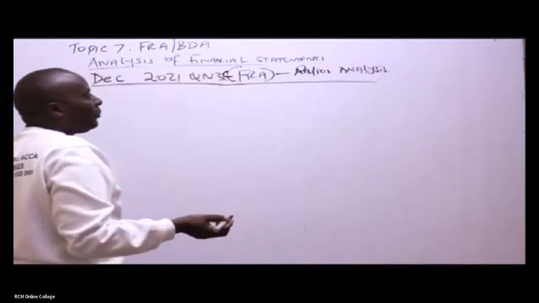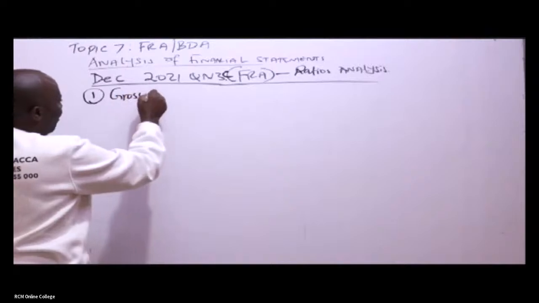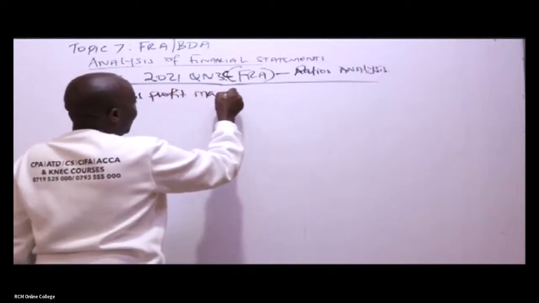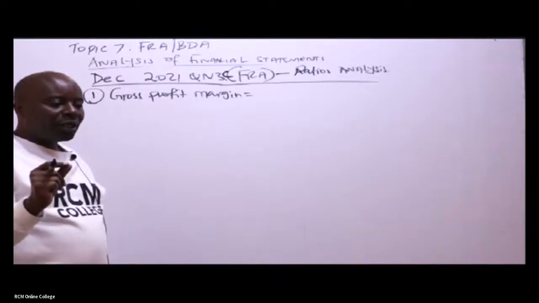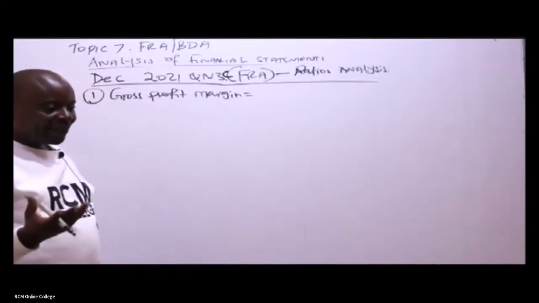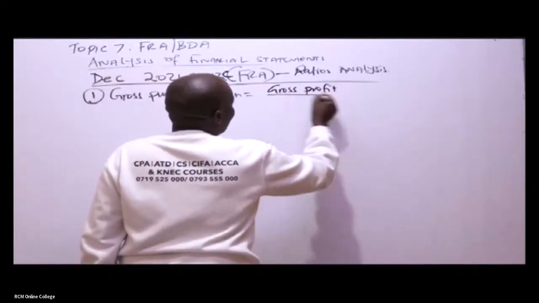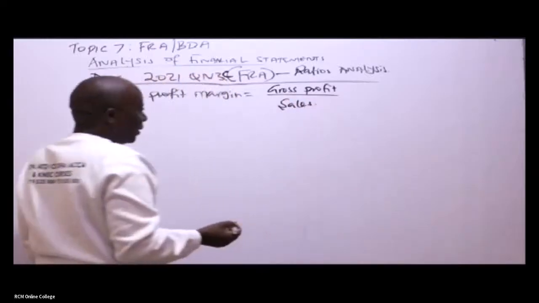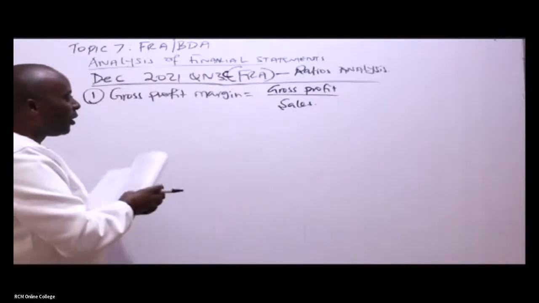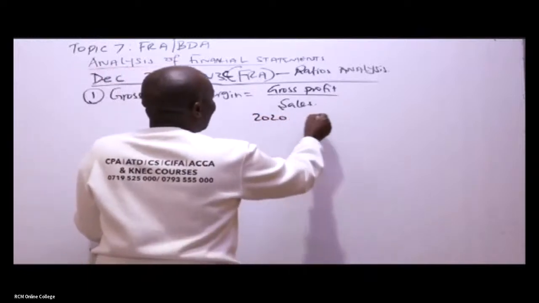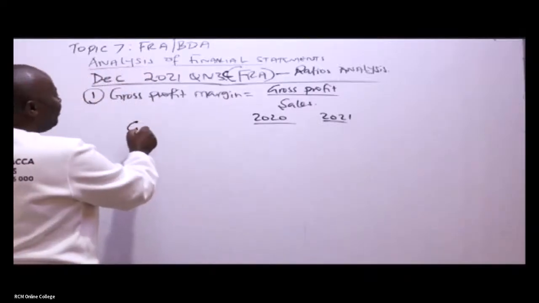We start with the first one, which is the GPM, gross profit margin. How do we get gross profit margin? Anytime we see the word margin, there must be sales at the denominator. So gross profit margin will be gross profit over sales. Let's go ahead and calculate this for each of the 2 years, 2020 and 2021. Very easy.